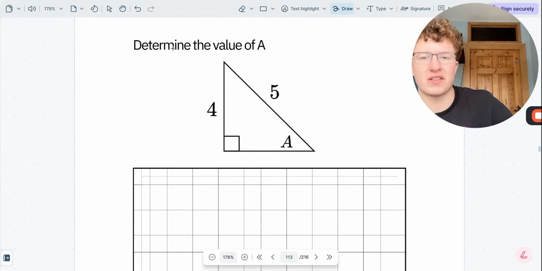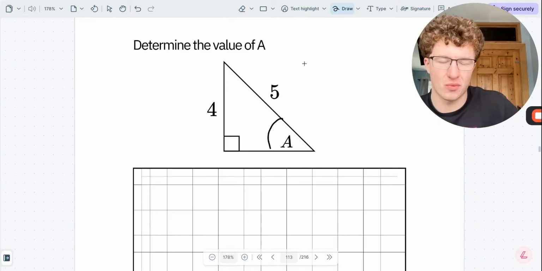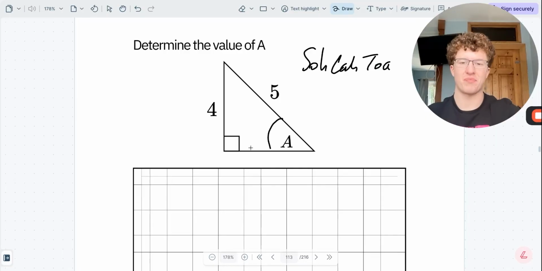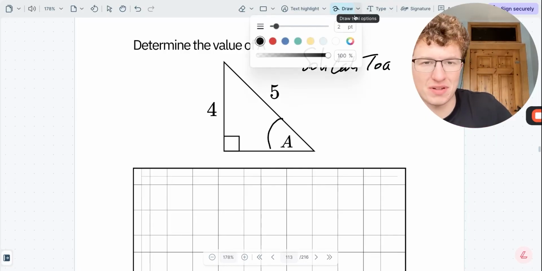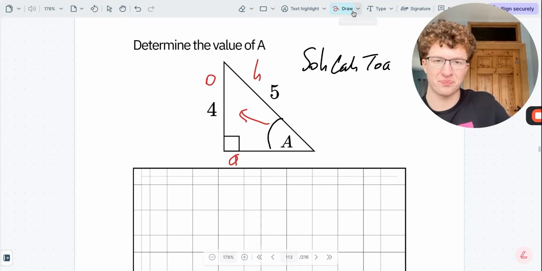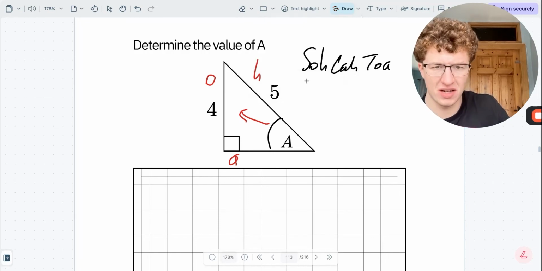This question here, we want to determine the value of A. A is the angle. So again, without even thinking, we're going to be doing SOH CAH TOA. We want the angle. That's the only way we can get the angle. What sides do we have? Let's label the triangle again. Opposite over here, adjacent next to the angle, and hypotenuse opposite the right angle. What do we have? We have the opposite and the hypotenuse, O and H.